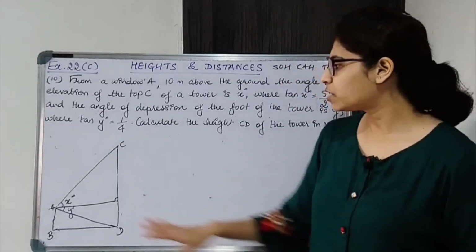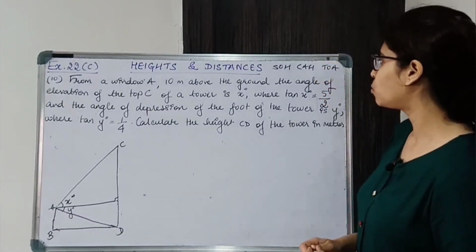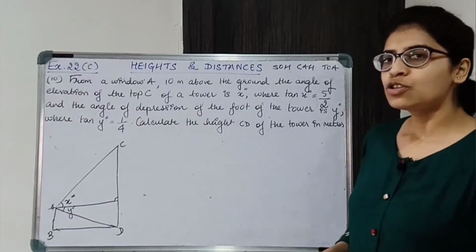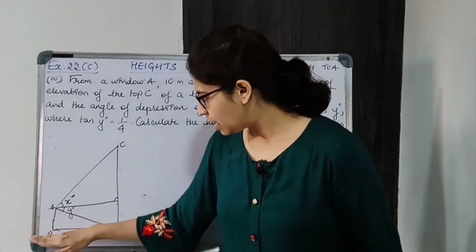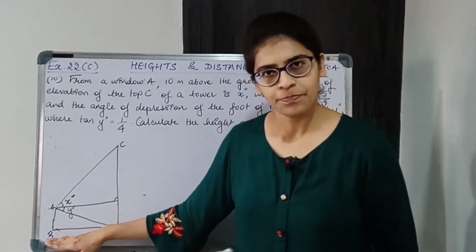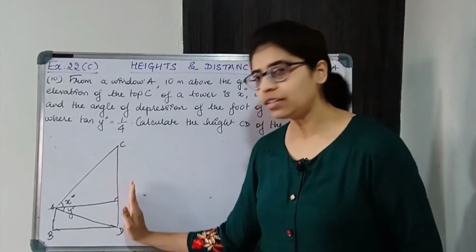Okay, so this is the figure given to us. Now from a window A 10 meters above the ground, the angle of elevation of top C of a tower is x degrees. So there is a window A over here 10 meters above the ground. Ground will be the horizontal. Okay, so BD is the ground. Now BD is the ground and CD is the tower.